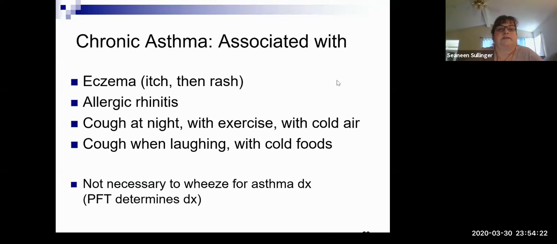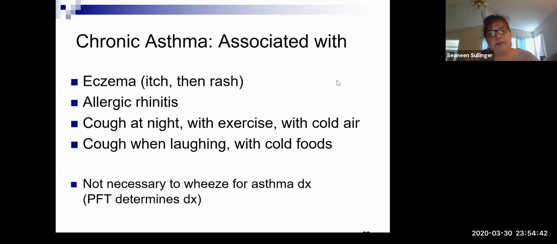So chronic asthma is associated with eczema, which I said earlier. It kind of gets itchy and then you get the rash. Allergic rhinitis, the coughing at night or with exercise with cold air, coughing when laughing, like you laugh too hard and you start to cough. Sometimes cold foods can trigger it as well.